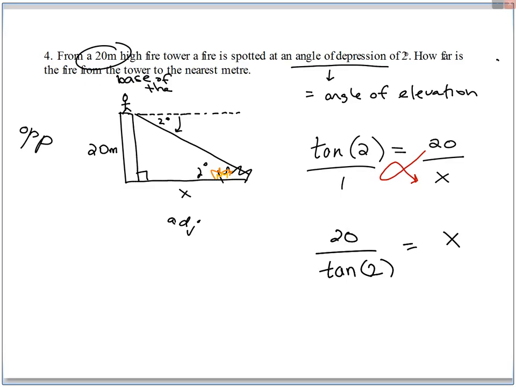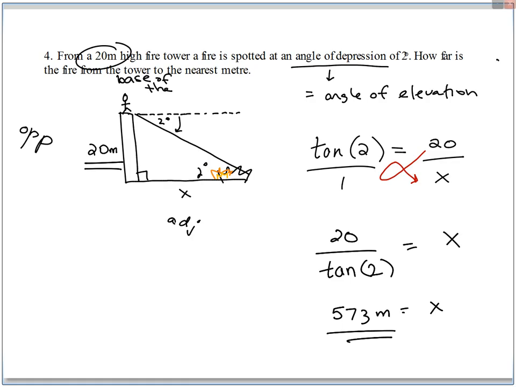So I'm getting 572... 573. All right. Does that make sense? This is 20 meters, and then this is 573 meters.